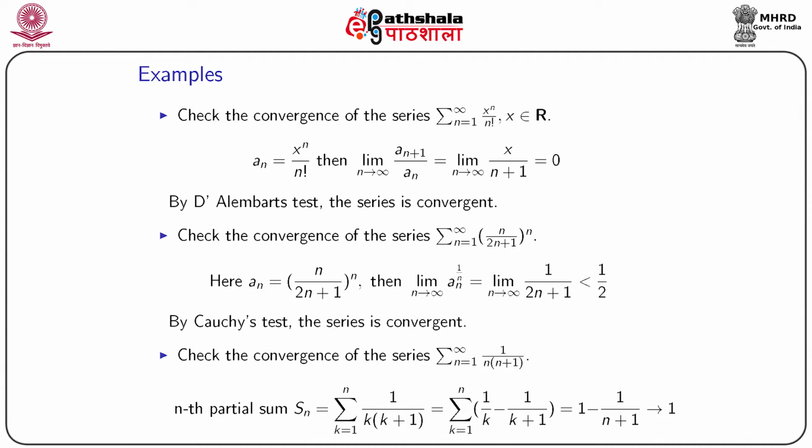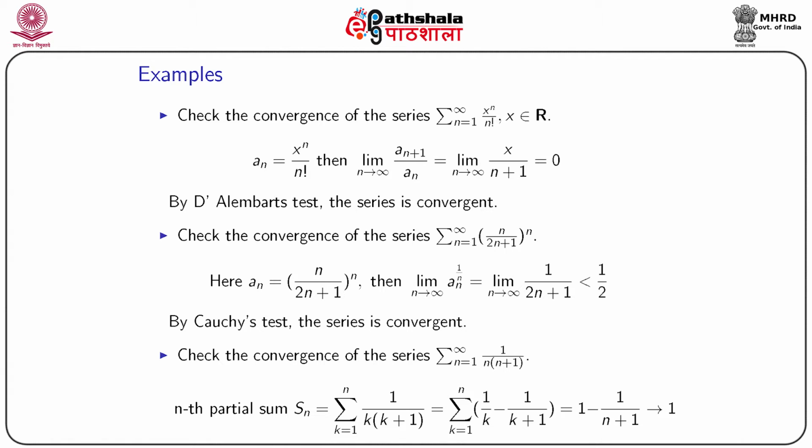Now if you see the nth partial sum Sn, this can be written as sum over k from 1 to n of 1 over k into k plus 1. Simple mathematics says it is nothing but sum over k from 1 to n of 1 over k minus 1 over k plus 1. So if you put k equals 1, that means 1 minus half, then put k equals 2, that means half minus 1/3.